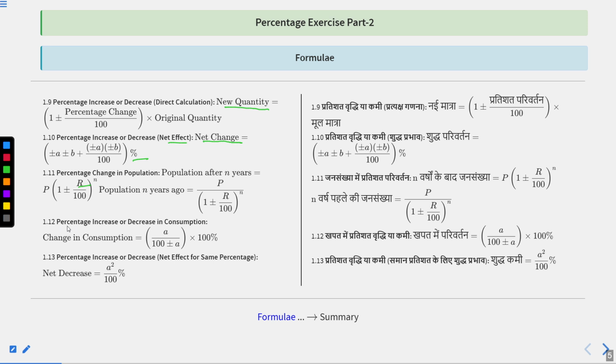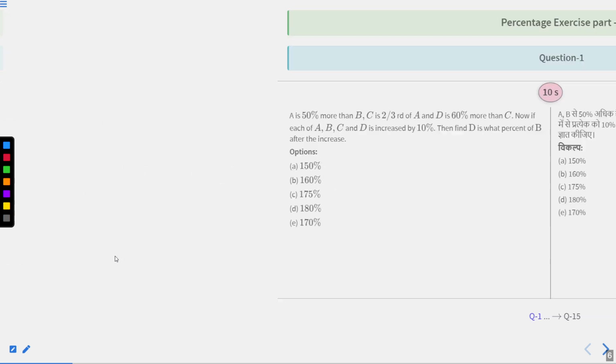Next formula is percentage increase or decrease in consumption. The change in consumption is equal to A upon 100 plus or minus A, multiplied by 100, where A is the percentage change. Next is percentage increase or decrease, net effect for the same percentage. The net decrease will always be A square upon 100 percent. Now we move to questions.